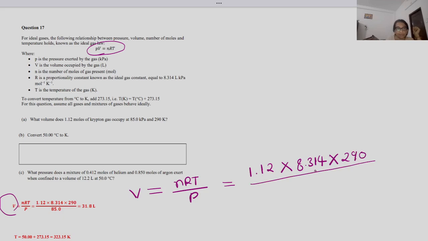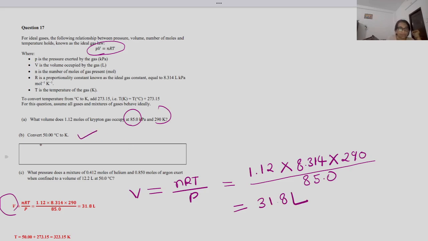P is also given in our question, that is 85.0 kilopascal. Solving these values, we will get the volume, that is 31.8 liters. It is a very easy question, completely based on the formula.